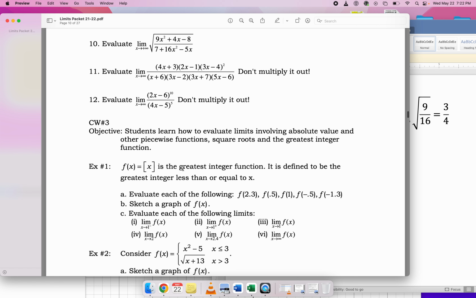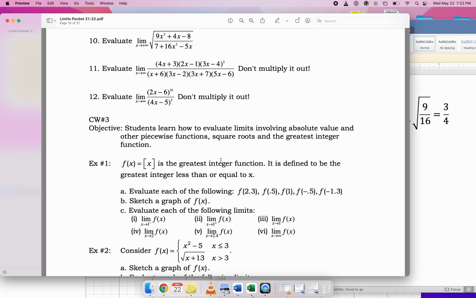All right. Well, anyway, let's talk about day three. So day three, there's not necessarily a lot of new content in day three. We're really just introducing some additional interesting functions that serve as good examples for thinking about limits.